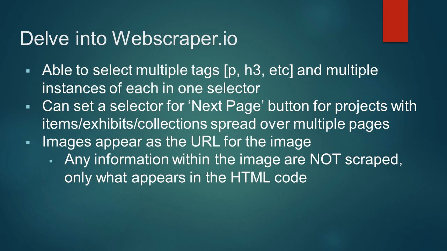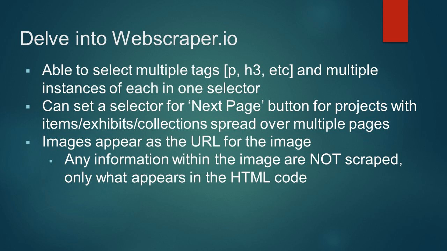Michael really dove into WebScraper.io. As you can see, he found out that he was able to select multiple tags, including paragraph tags, H3, other ones, and you can do multiple instances of each one in every selector. There's a set selector for the next page button, so projects that include exhibits, items, collections of stuff that are spread over multiple pages can be accounted for in sort of aggregate. And images are recorded as URLs, so any information within the images is not scraped. It's only what appears in the HTML code, so it would only take the URL for each individual image source.